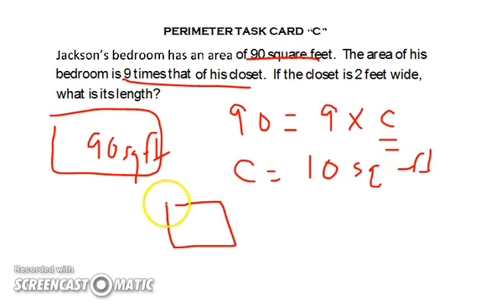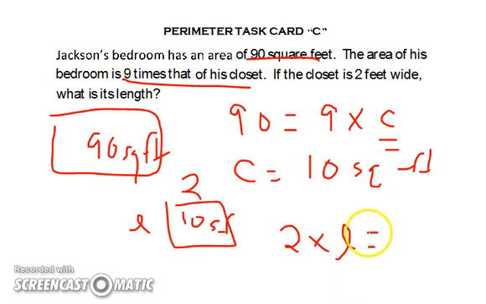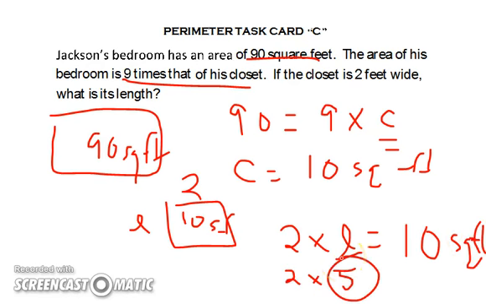So I'm going to make the closet, and I know it's 10 square feet. I know that it's 2 feet wide, so I want to know how long is it. So 2 times what length would give me 10 square feet? 2 times 5. So the length of the closet is 5 feet.